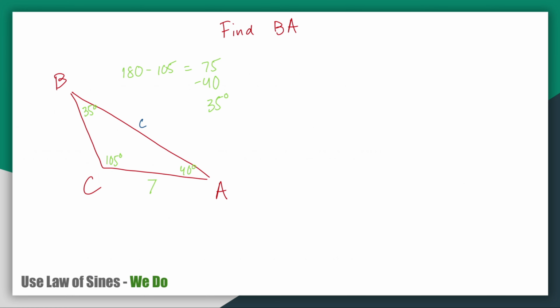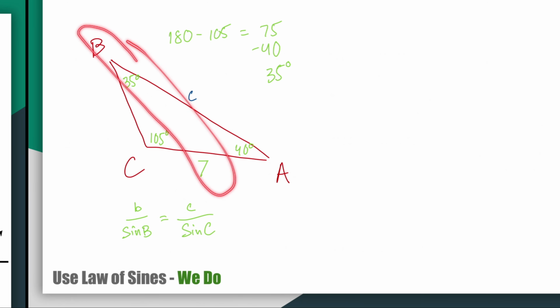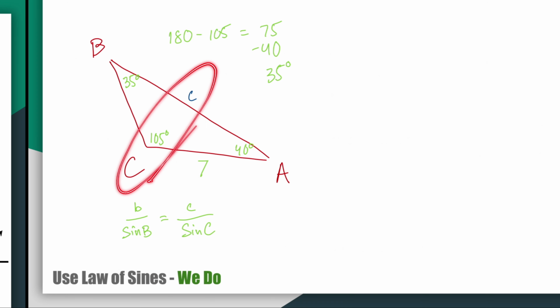So we have one complete, one with an unknown. We can set those equal to each other. So I can say that little b divided by sine of b is equal to little c divided by sine of c. Okay? So look, just a quick recap here, because we have all of b and we have part of c, but we're missing one.